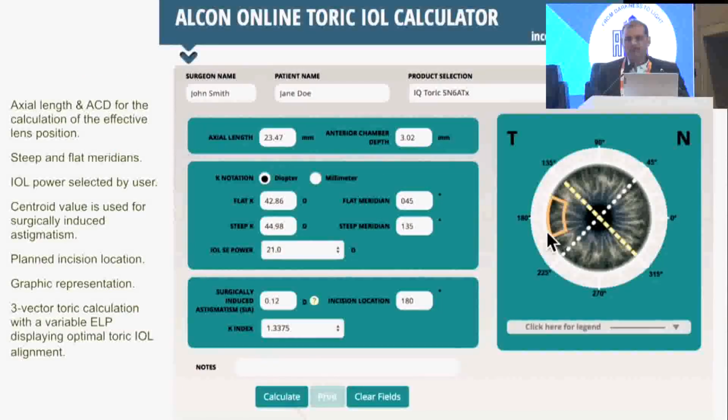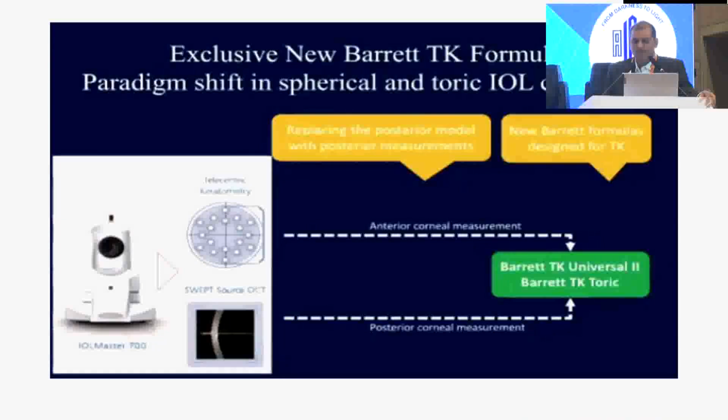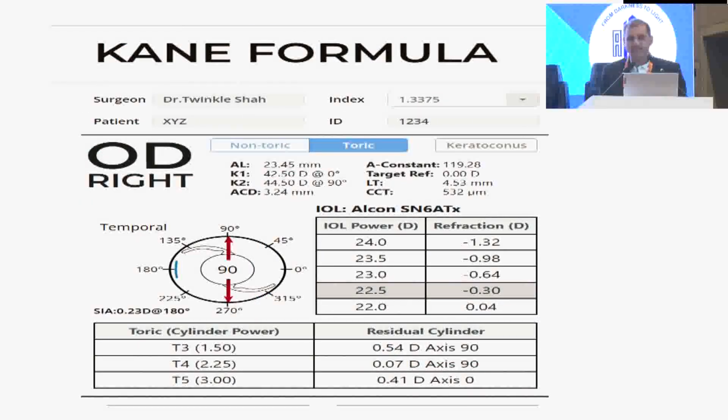So this is the Alcon online toric calculator, which also incorporates PCA, posterior corneal astigmatism calculations, by measurement or estimation. Both have been considered. The Barrett also considers measurement and estimation. Dr. Sonu has already elaborated on the Barrett toric calculator. In the same way, newer toric calculators like the EVO formula calculator also allow you to put in the measured total corneal power, and the Kane formula has an estimated corneal power. So new toric calculators are coming up and they work very well.